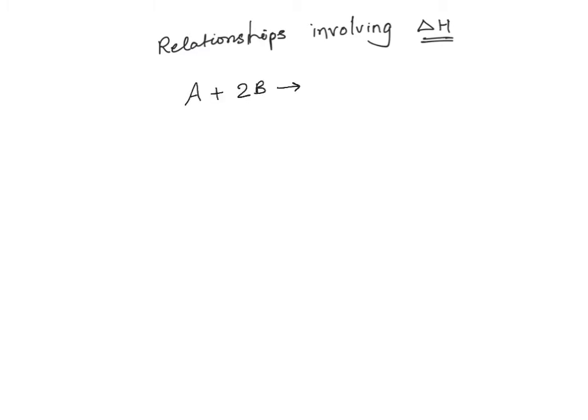What are the important aspects of relationships involving delta H? If we take any general reaction, A plus 2B yields C, and the delta H value for this is H1, some number H1.